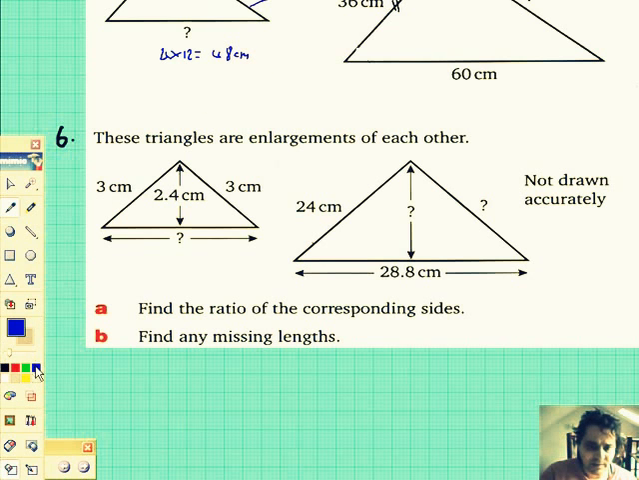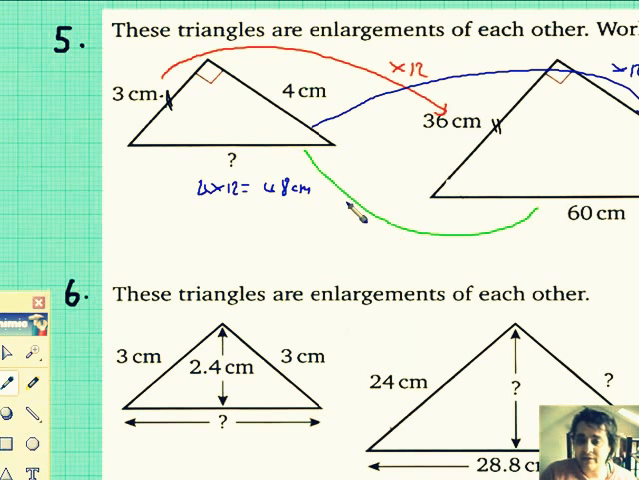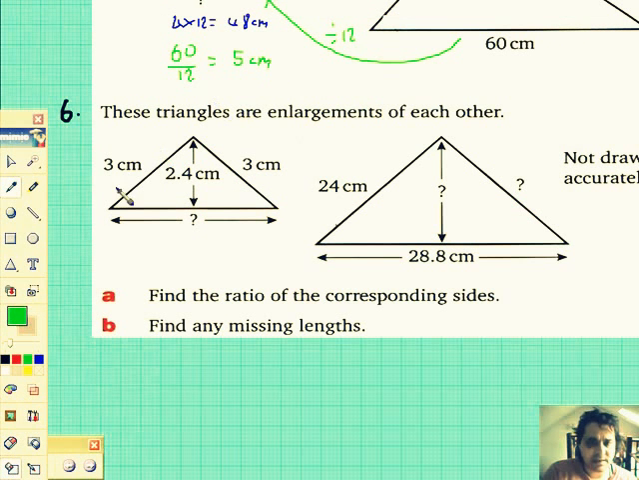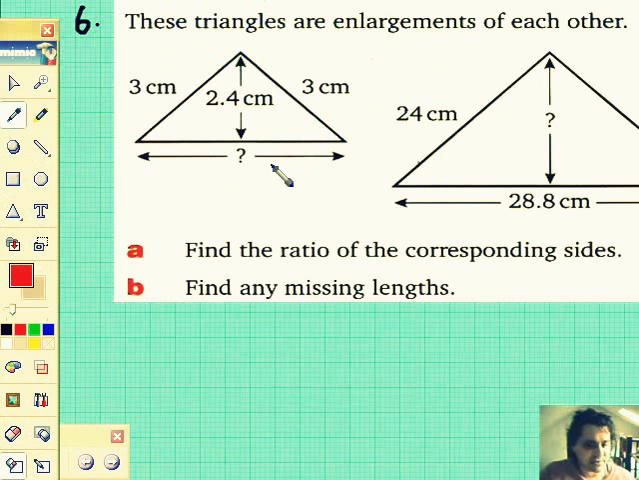Done. Next one. How do I get from question mark to 60? Or rather, how do I get from 60 back down to that one? Well, if I'm multiplying by 12 to go from small to big, I divide by 12 to go from big to small. So 60 divided by 12 is 5 centimetres.